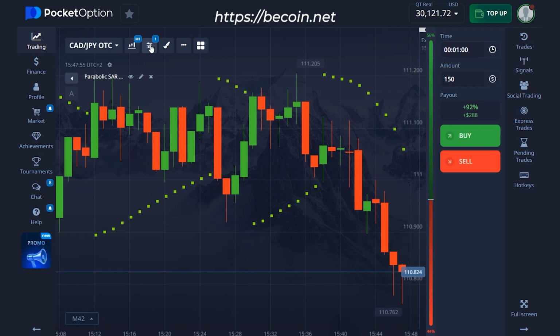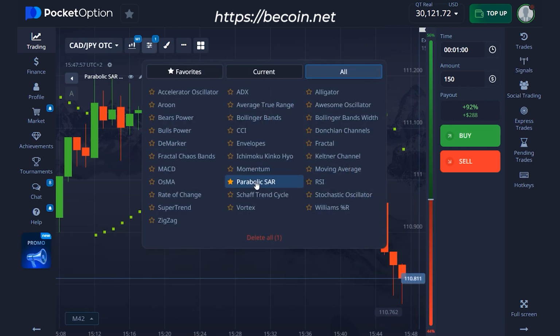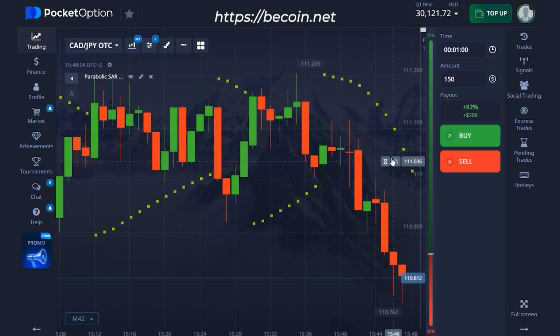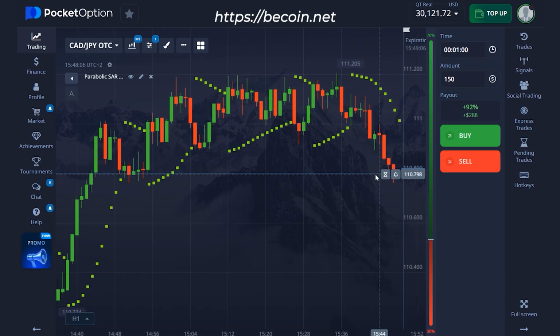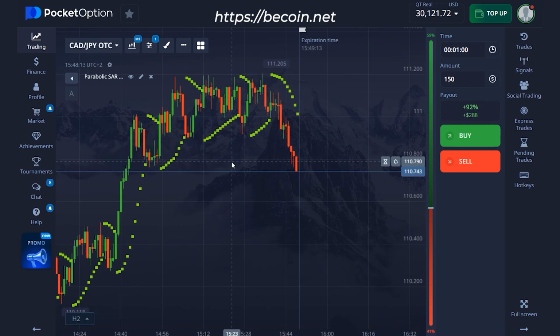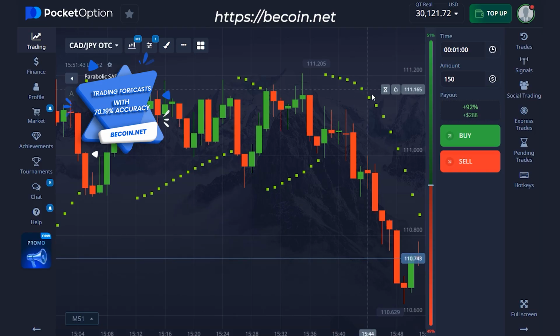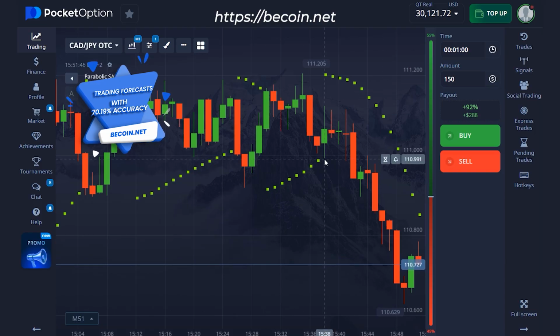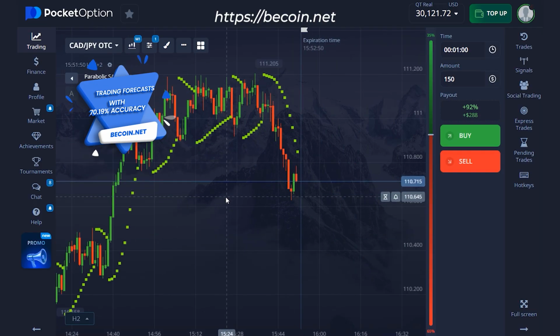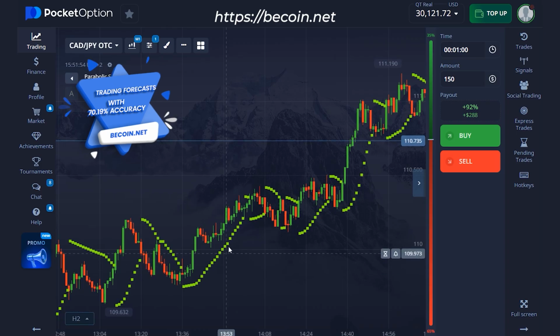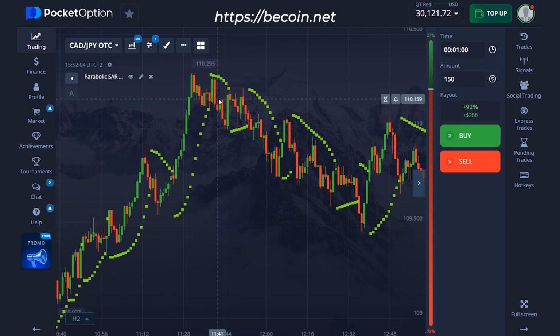Parabolic SAR. Based on this indicator, I want to show you a very simple but genuinely useful strategy. If you've never worked with it, don't worry, it's one of the easiest indicators to understand, and here's why. Once you add the Parabolic SAR to your chart, you'll see small dots appearing either above the price or below it, and the logic is super simple.